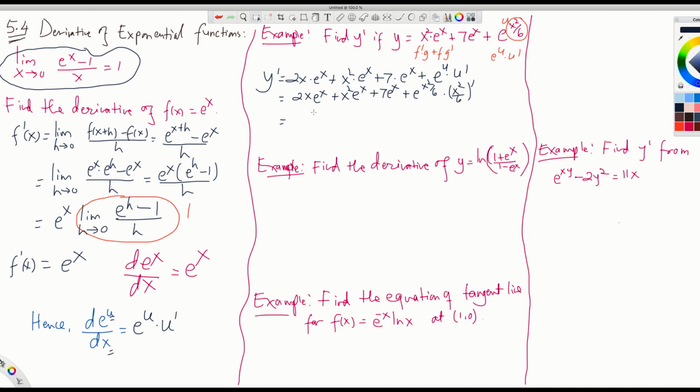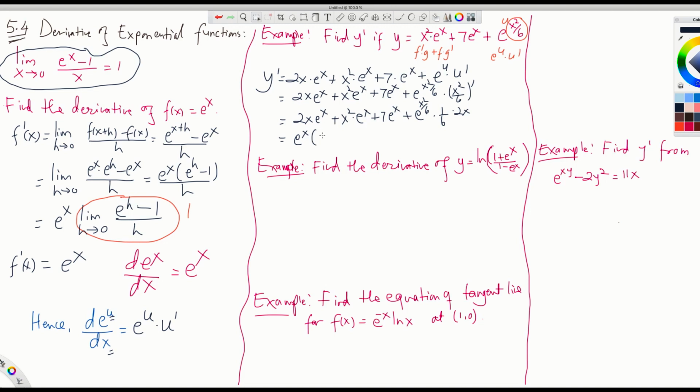So what will be the final answer then? So it will be 2x e to the x plus x squared times e to the x plus 7 times e to the x plus e to the x squared over 6 times the derivative of, so 1 over 6, you can pull that out, and the derivative of x squared will be 2x, right? So let us simplify and then factor out. If there is any common factor between the terms, we will take that out. This has e to the x, e to the x, e to the x. Let me take the e to the x out.